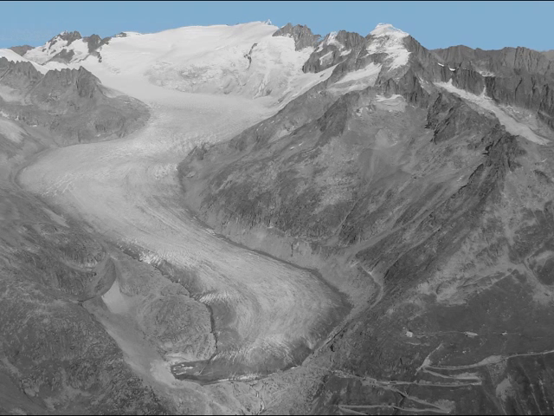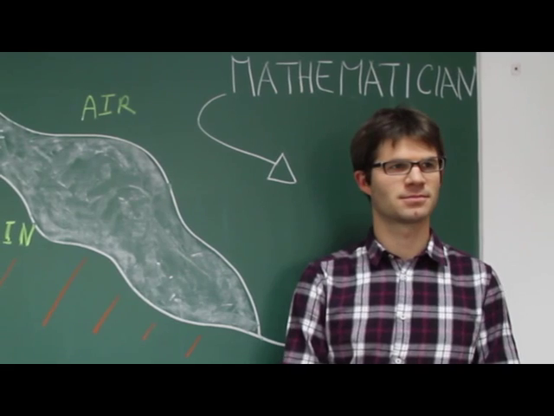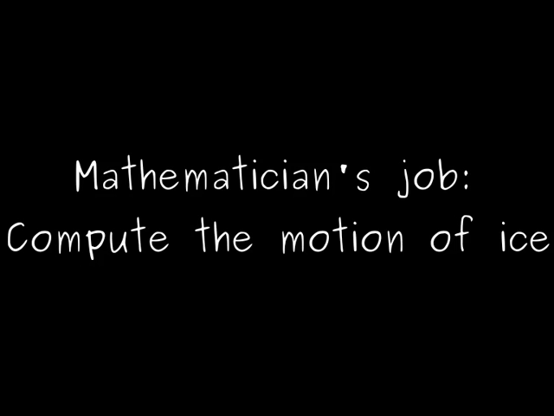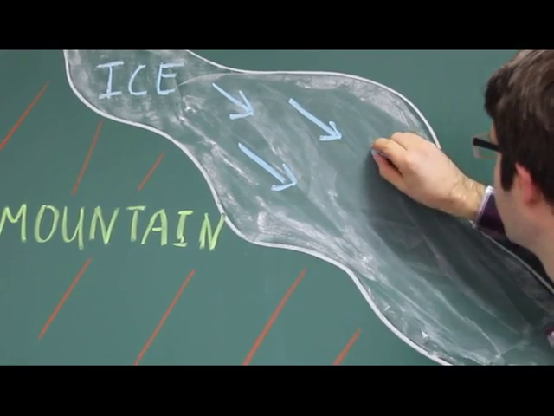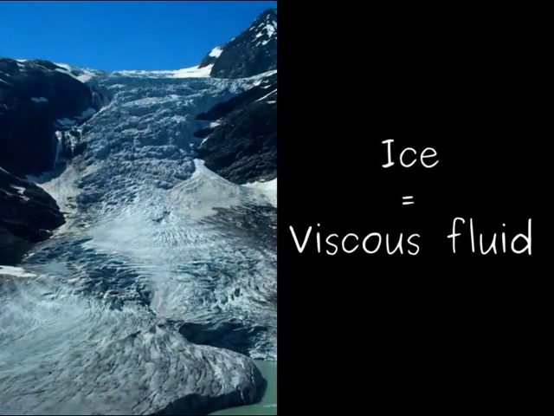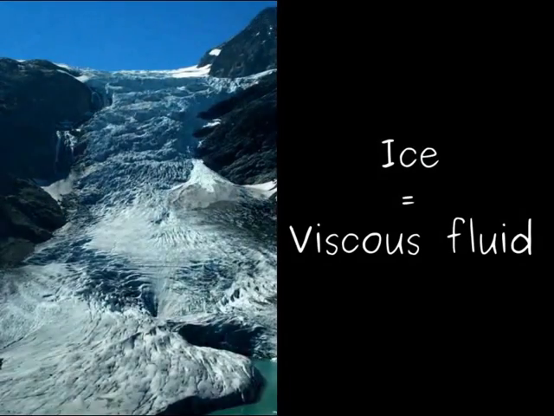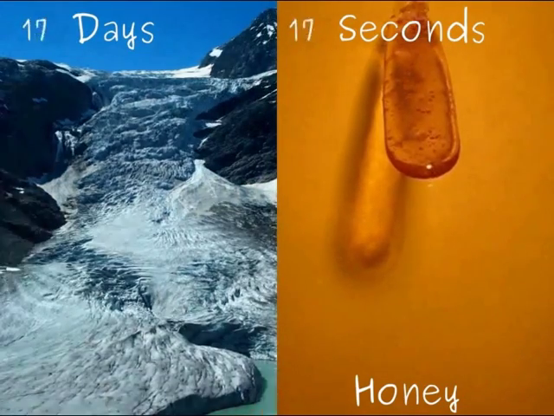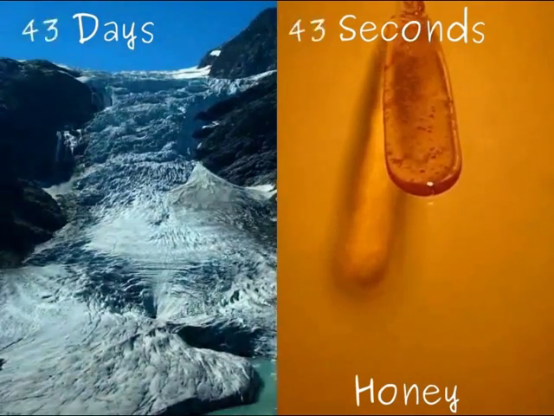To simulate the evolution of a glacier, one needs a mathematician and a glaciologist. The mathematician computes how the glacier moves under its weight. In fact, ice is like a viscous fluid moving very slowly under gravity at a monthly scale. A more well-known viscous fluid is honey. Here you can see how similar they are to each other.